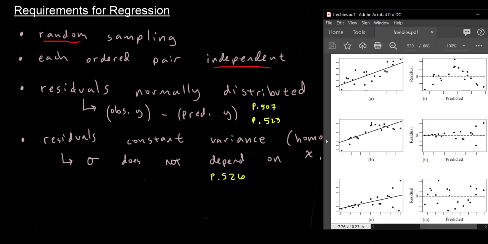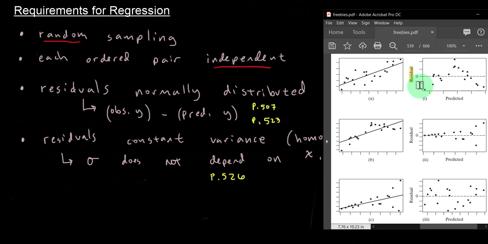So here there's actually a bunch of images. On the left is the original data, X and Y, plotted. And on the right is the residuals plotted.